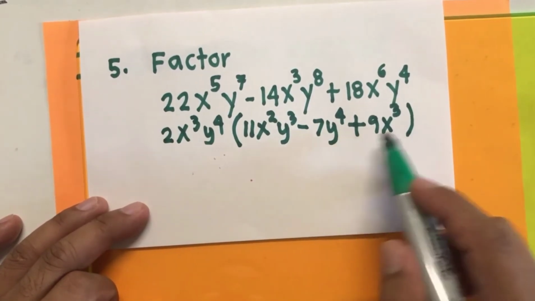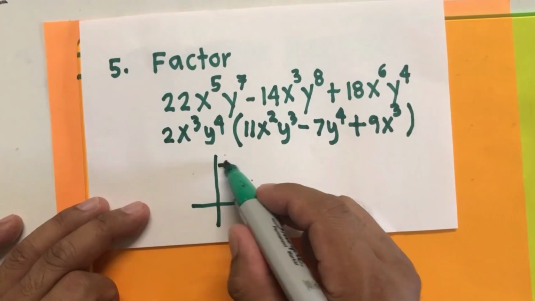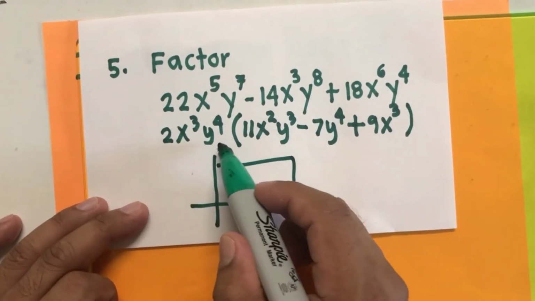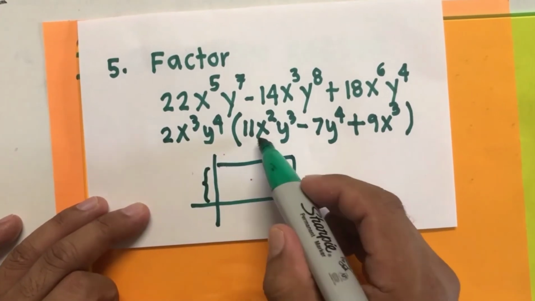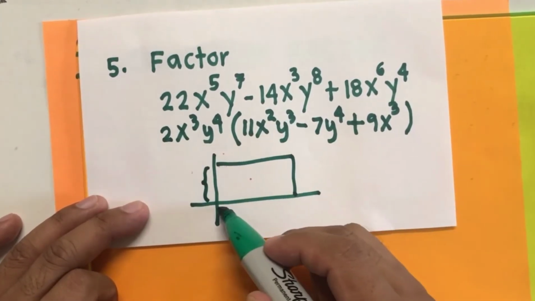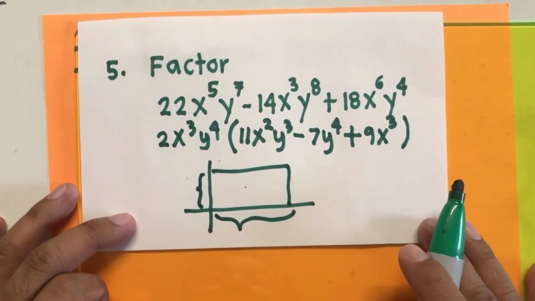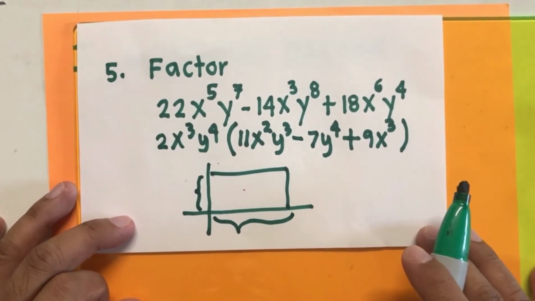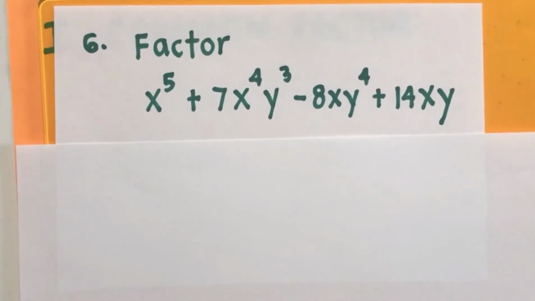How do we interpret this problem? You can think of this expression at the top as your rectangle, and you can think of this 2x cubed y to the 4th as the length of that rectangle, and you can think of this trinomial as the other length. Okay, you can pause the video for a moment and write in your journal whatever learning you have as of now. Okay, let's have one more example.